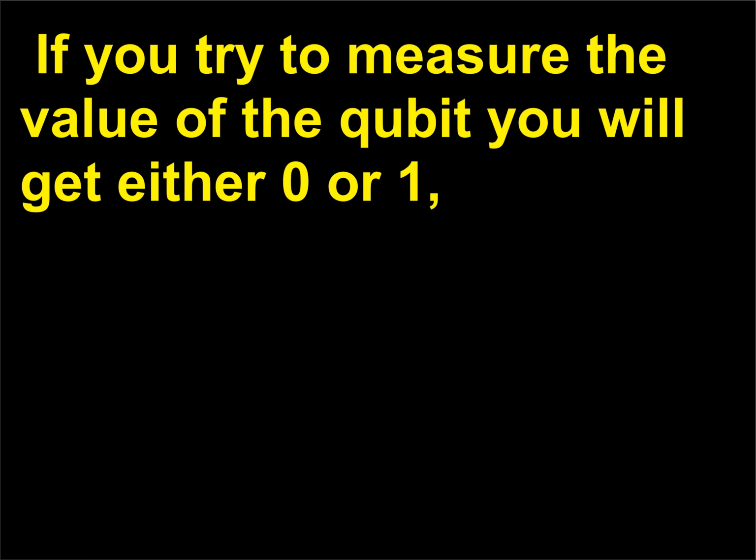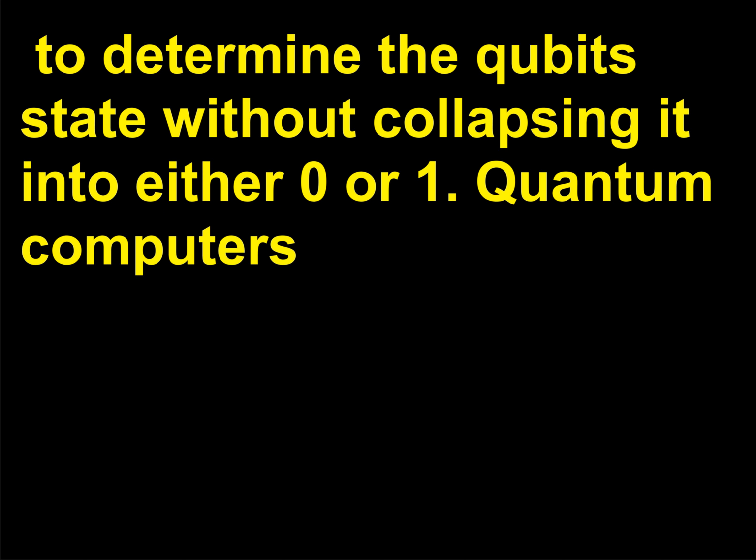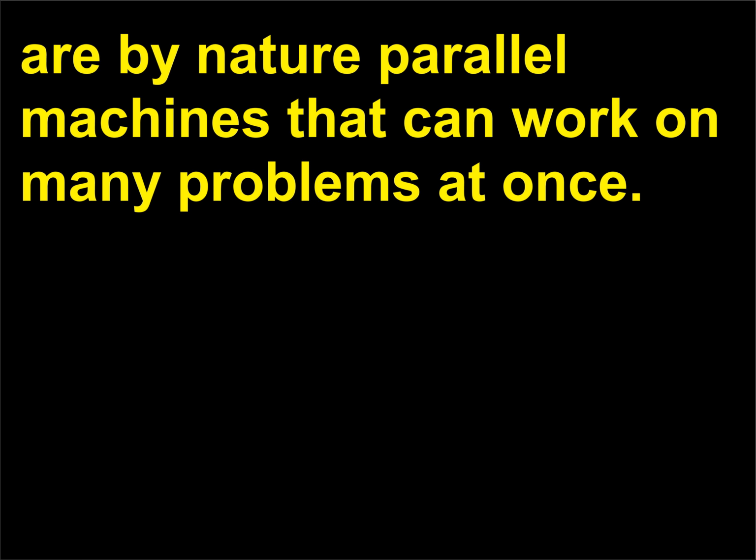If you try to measure the value of the qubit, you will get either 0 or 1. So it will act like a bit in a normal computer. The trick is to use one of two entangled photons, or atoms, to determine the qubit state without collapsing it into either 0 or 1. Quantum computers are by nature parallel machines that can work on many problems at once.